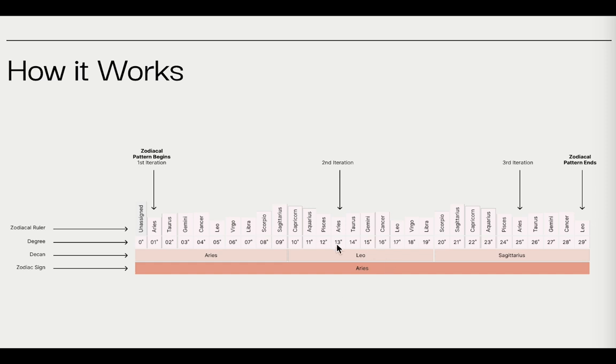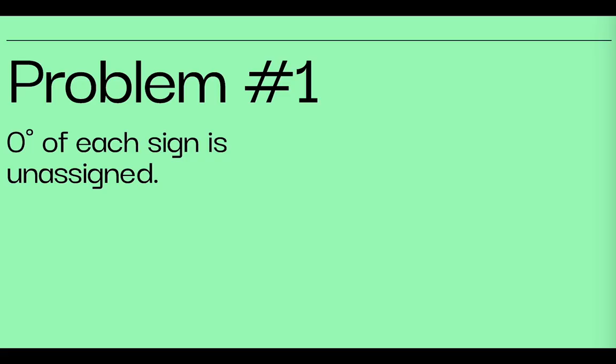So that's how the degree theory currently works. And so just take a snapshot of this and apply that to every zodiac sign. The pattern would be the same. Apply it to all 12 zodiac signs. The pattern would be the same as presented here. And that is where my issues come in with this theory. So, problem number 1 that I have with the theory is that the 0 degree is unassigned.